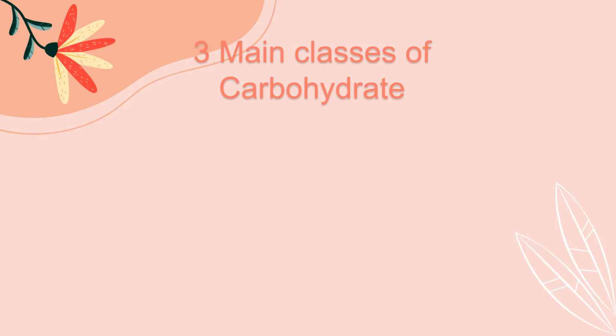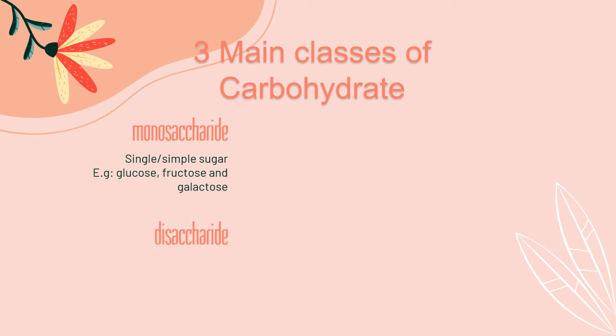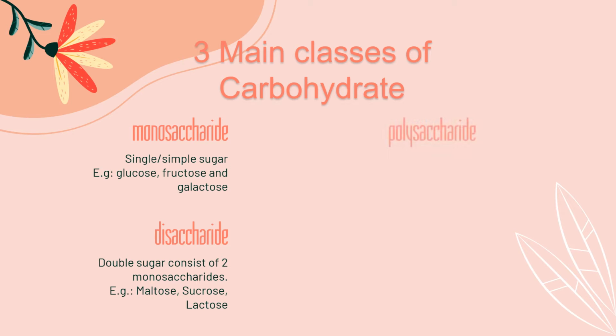Next, three main classes of carbohydrate. First is monosaccharide, which is a single or simple sugar, for example glucose, fructose, and galactose. Disaccharide, a double sugar, consists of two monosaccharides. The examples are maltose, sucrose, and lactose.